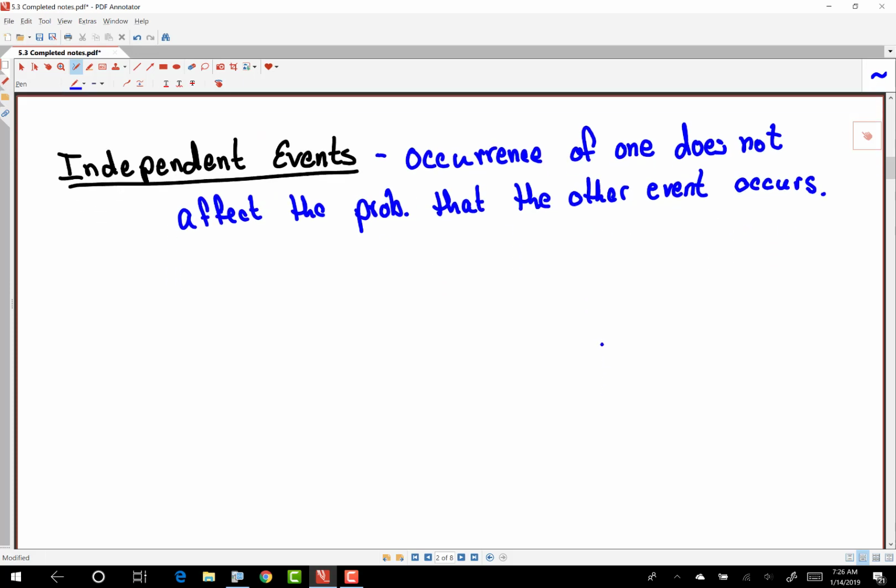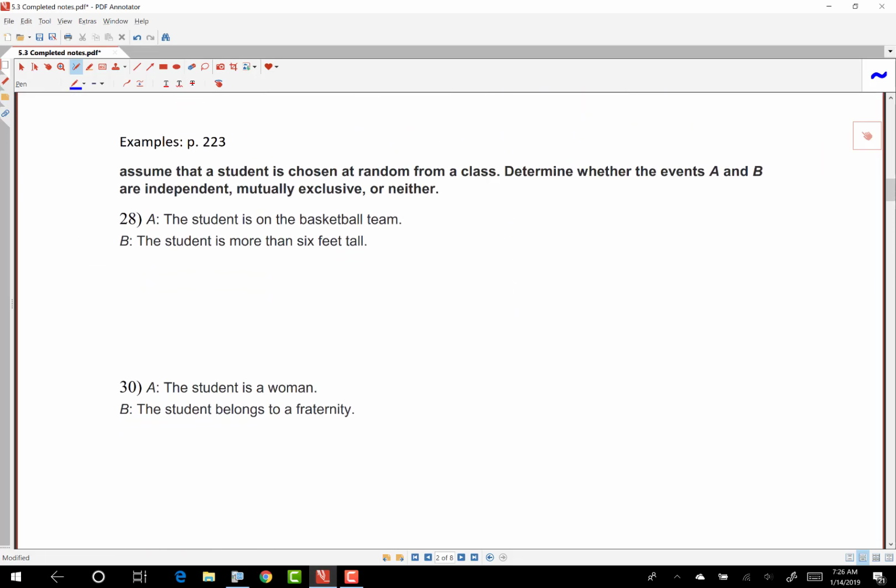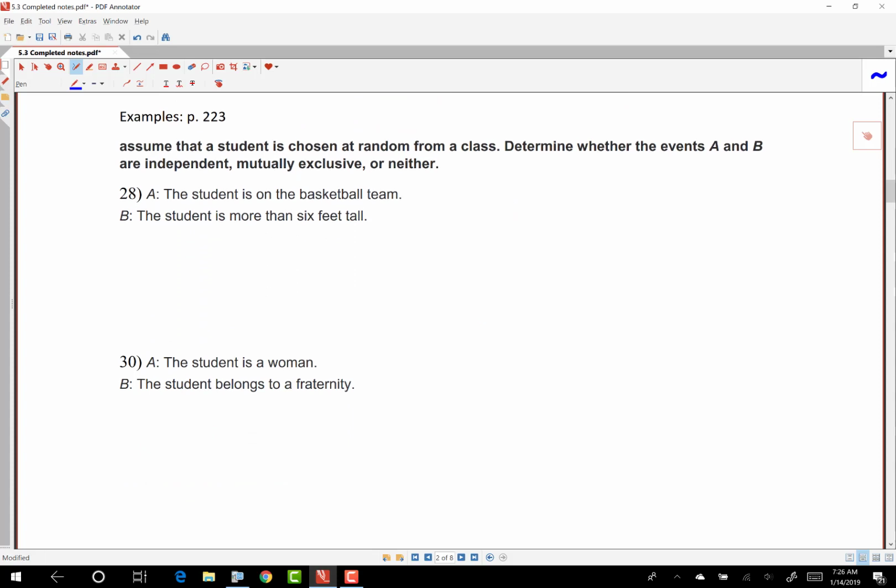So let's look at some examples. So what we have to do here is they're going to give us two events, and it says to assume that a student is chosen at random from a class. Determine whether the events A and B are independent, mutually exclusive, or neither. Okay, so for number 28, it says the student is on the basketball team is event A, and event B is the student is more than 6 feet tall. And we're going to go with the most obvious answer here. You could probably make an argument for any of them, but we're just going to keep things simple.